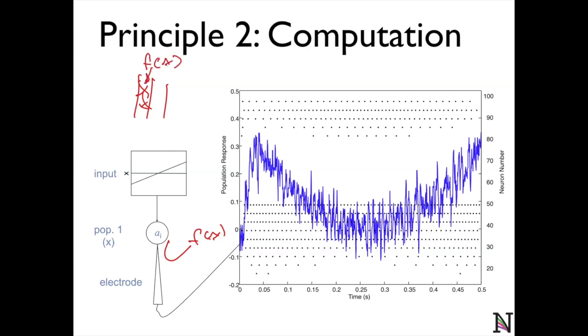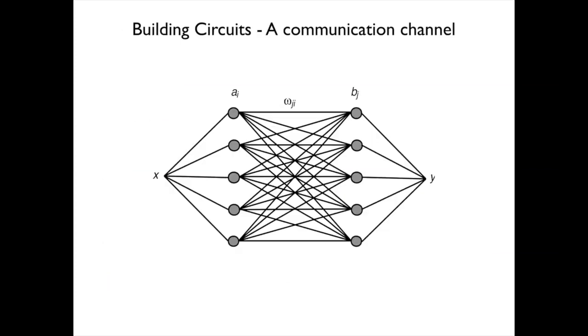So let's move in that direction where we're actually building circuits instead of just having a single layer and sort of decoding something out of the information in that layer. I think this is typically a little bit more like what people think of when they think about neural networks. So let's start by thinking about the simplest possible circuit.